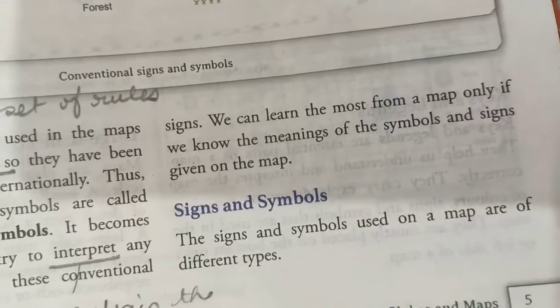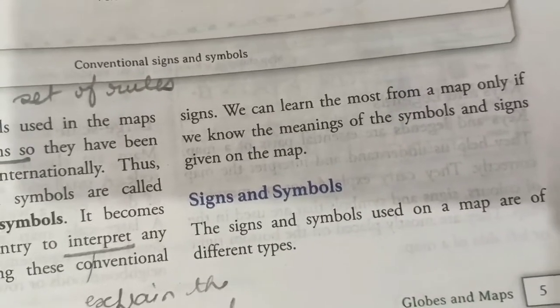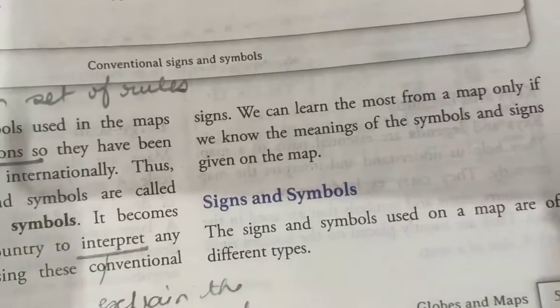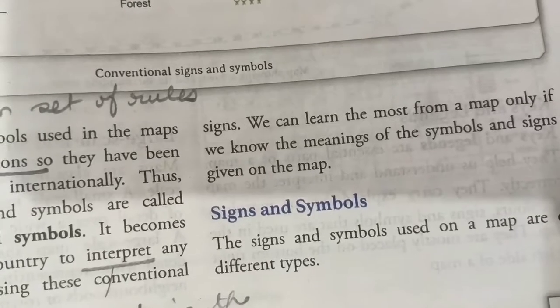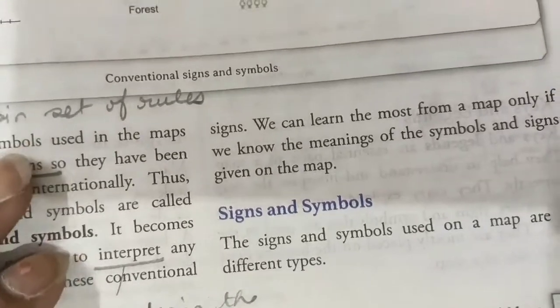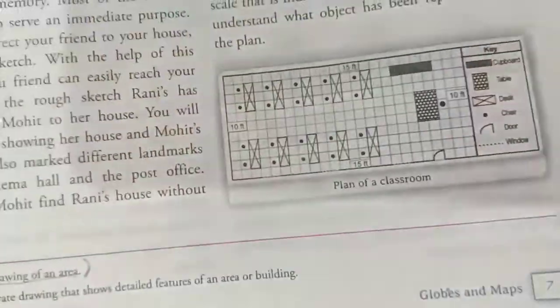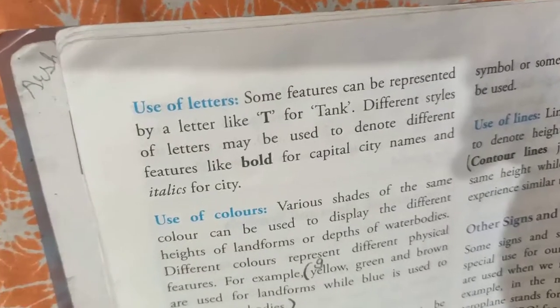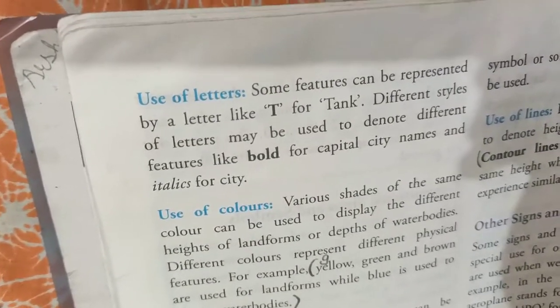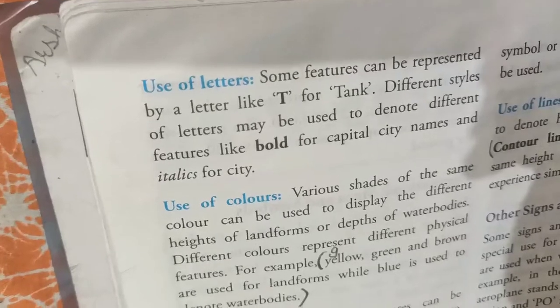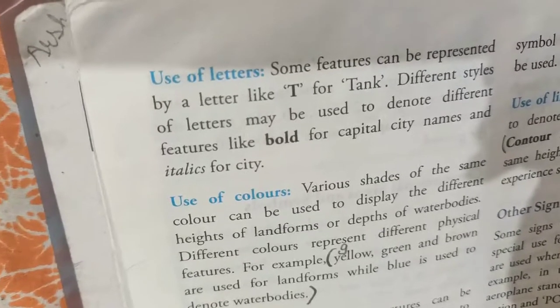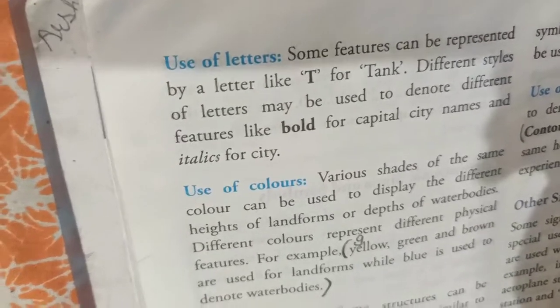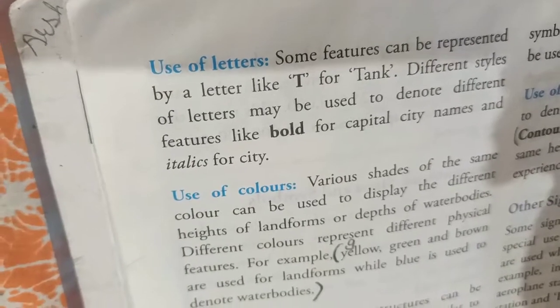So the next heading is signs and symbols. Children, the signs and the symbols which are used on the map are of different types. Now the first is the use of letters. Now children, some of the features can also be represented with the help of letters. Like T stands for tank. Different styles of letters may be used.